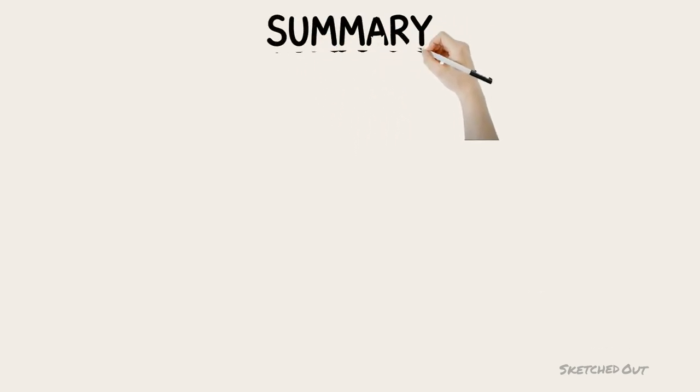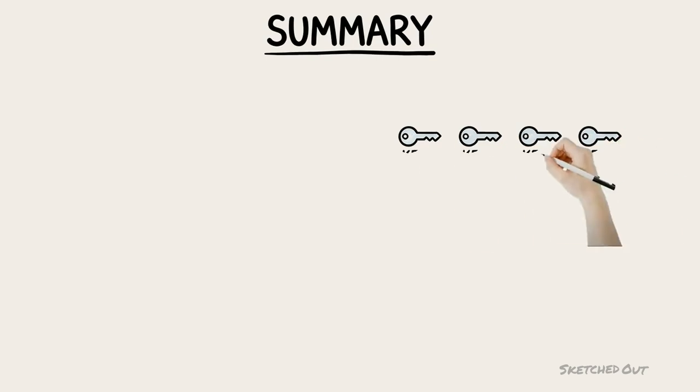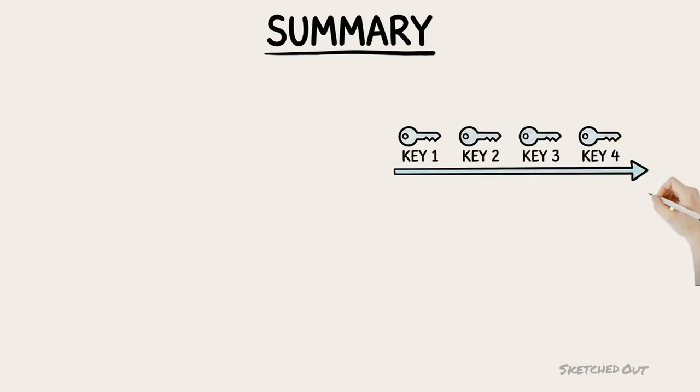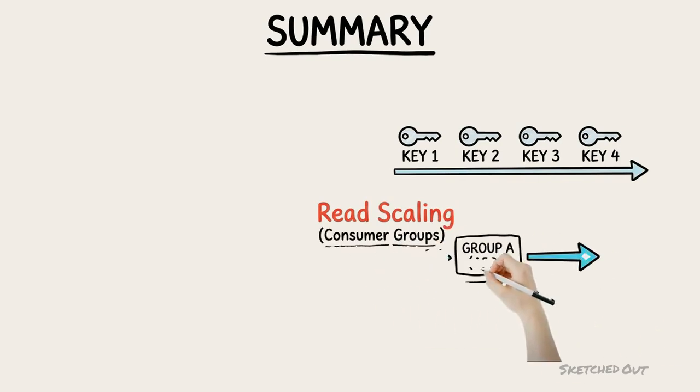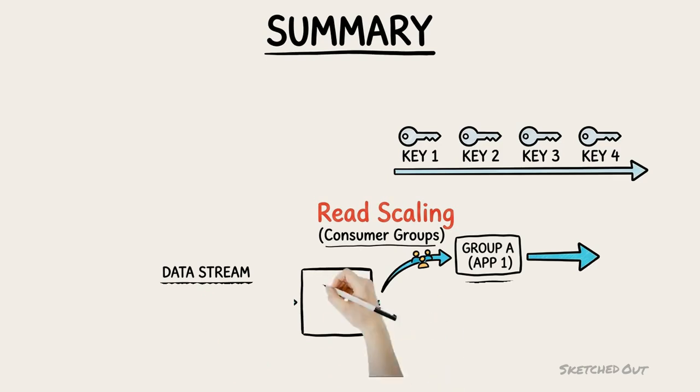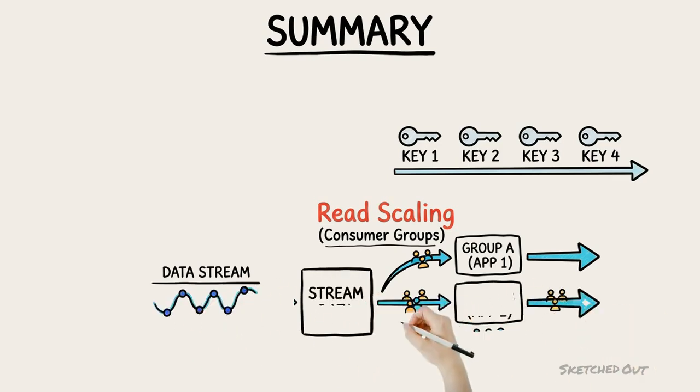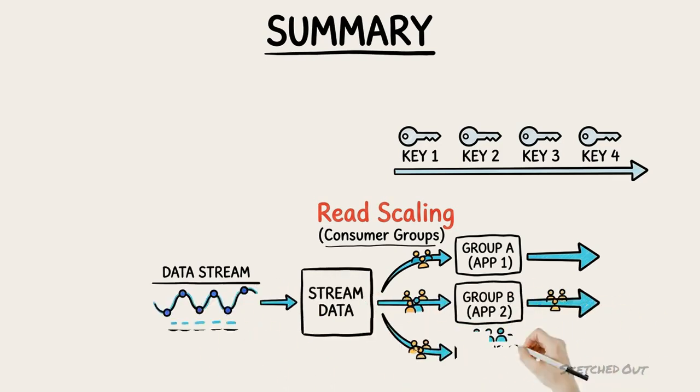So the full picture looks like this. Topics are split into partitions so writes can scale across brokers. Keys keep related events together and ordered inside one partition. Consumer groups divide partitions across many workers to scale reads, and multiple groups can consume the same data independently. That's how Kafka survives a flash sale without breaking a sweat.